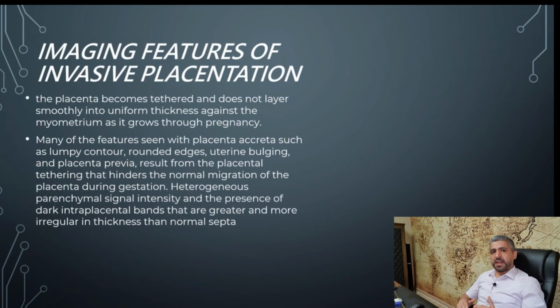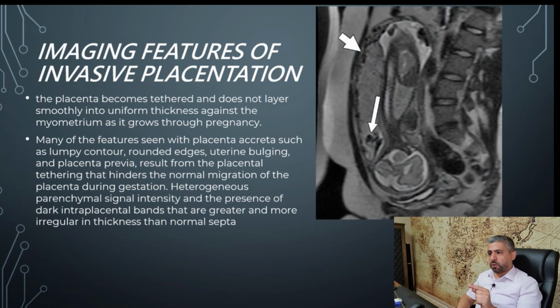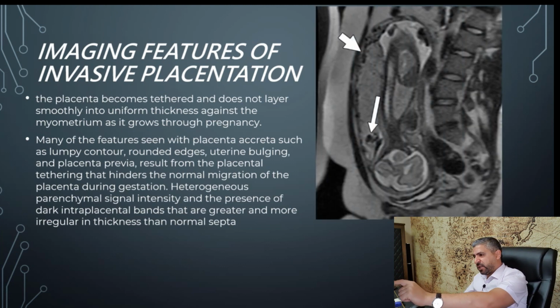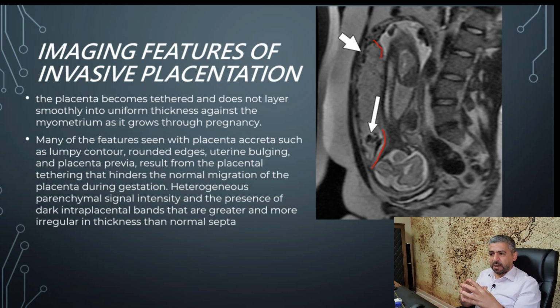So, if the placenta is invading the myometrium, what should we look for? The basic pathology is that the placenta becomes tethered, it becomes attached to the myometrium. So as the pregnancy progresses, it will not be able to migrate, to move. And this will result in most of the imaging features that we look for. So, the placenta will have a lumpy contour and rounded edges. You can see the edges here are a little bit more rounded and lumpy because it's adherent.